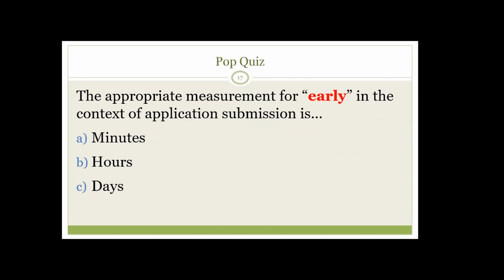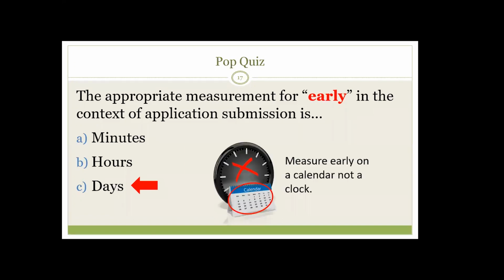Here's a quiz for you. Approximate measure of early: minutes, hours, or days? Right, days. Most organizations have policies in place requiring applications to be submitted to the business office, in some cases a couple of weeks, in some cases a couple of days, so that they can do what they need to do to get the application submitted. Measure early on a calendar, not a clock, is one of the mantras that we have at NIH.